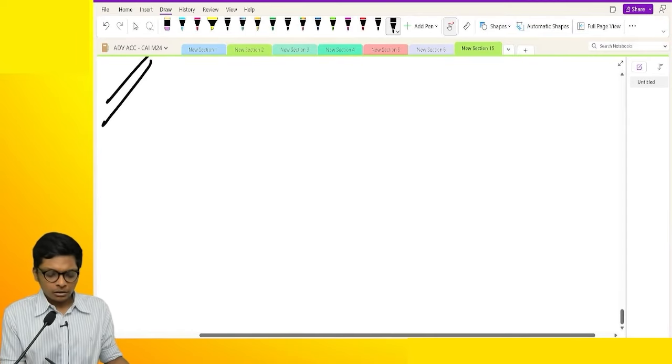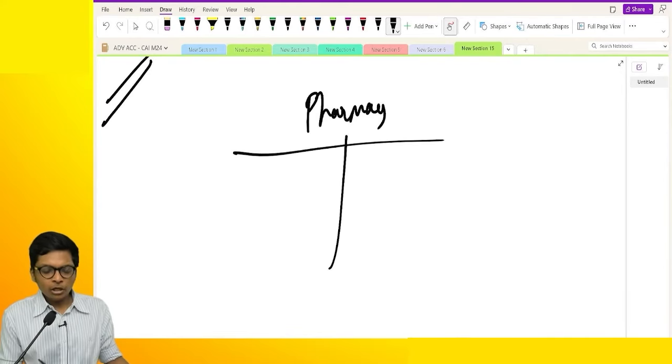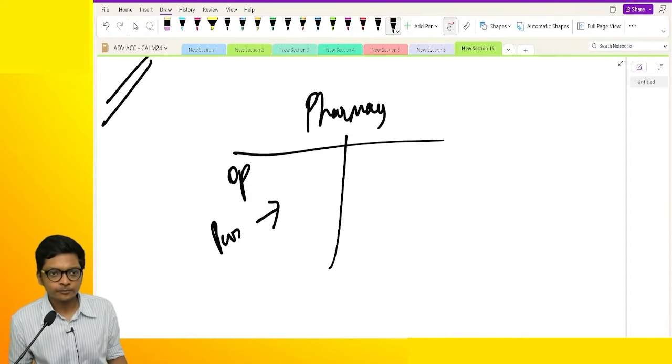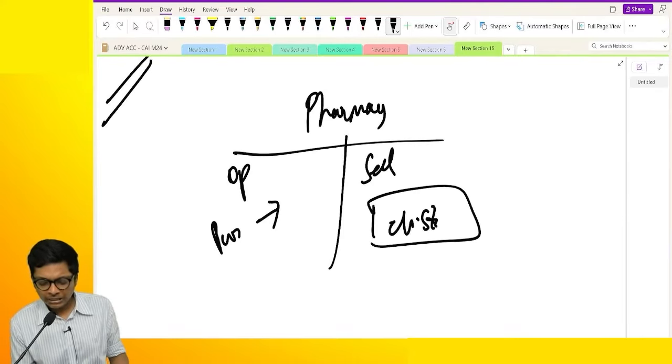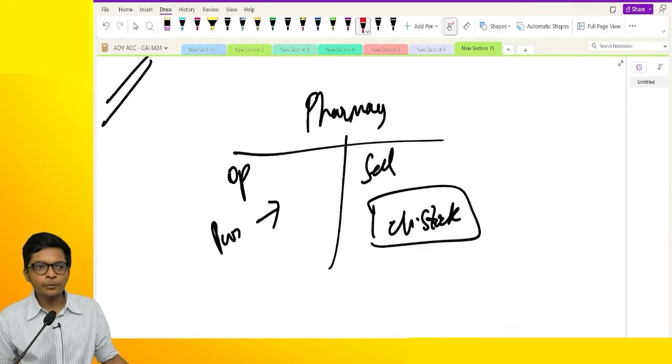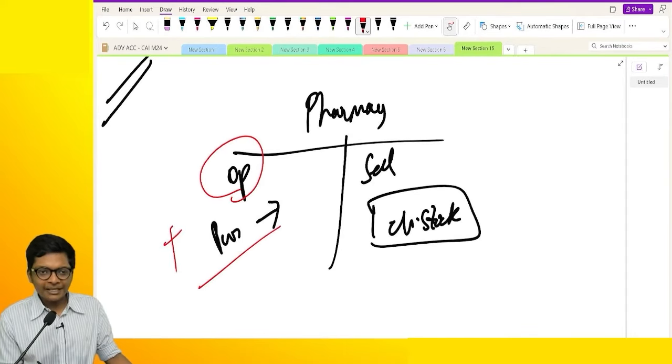Now, let's take a pharmacy. Beginning of the year, they will have opening stock. Then they will purchase thousands or lakhs of medicines. Then they will sell. End of the year, closing stock. How do I count this? How will I find closing stock? Opening plus purchase minus sales.